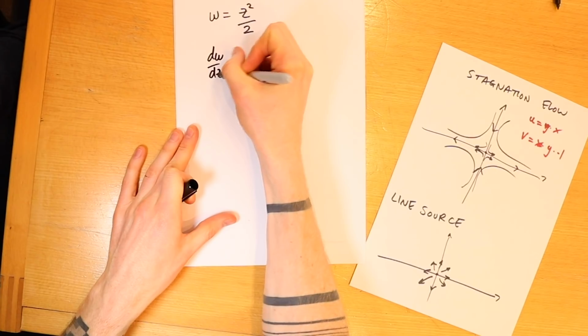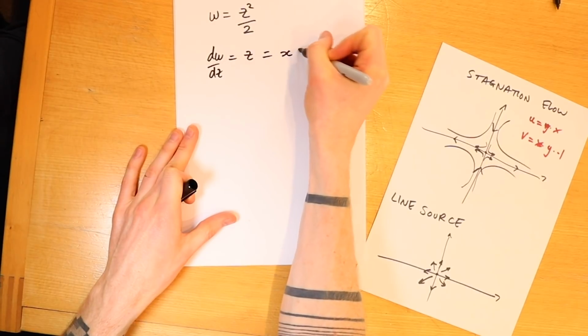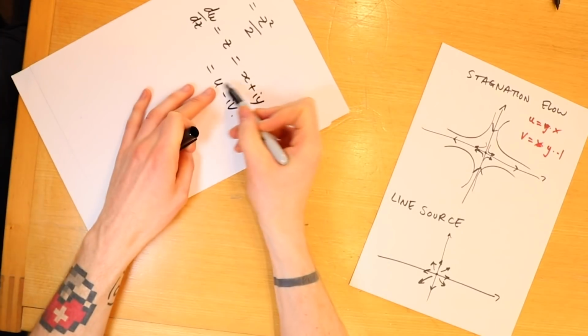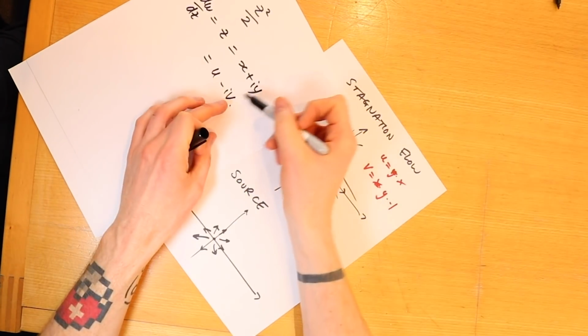Yeah, and it's perfect, because now if we do dw by dz, we of course just get z, which is x plus iy. And since that is u minus iv, u must be x, which is what you've written down, and v must be minus y.